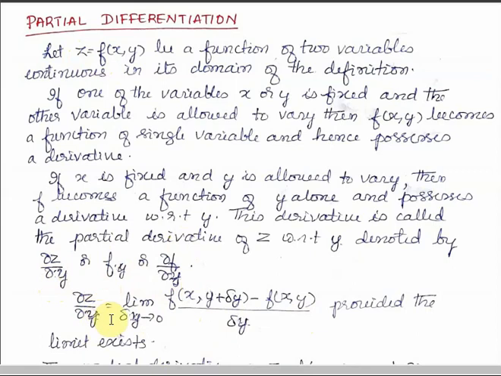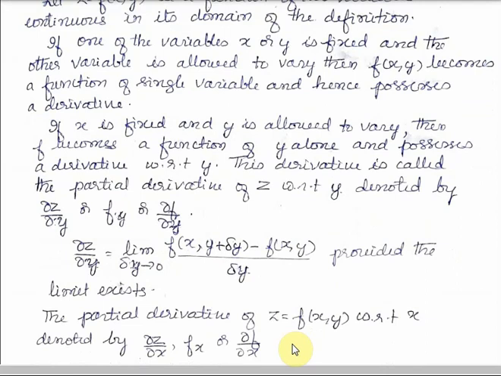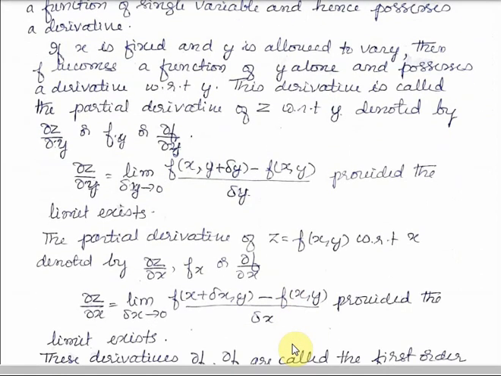Dou z by dou y is equal to, when I differentiate with respect to y, I am going to keep x constant. So the derivative becomes the limit as delta y tends to 0 of f of x, y plus delta y minus f of x, y, divided by delta y, provided the limit exists. Only if the limit exists can I find the limit, so that the partial derivative will exist.